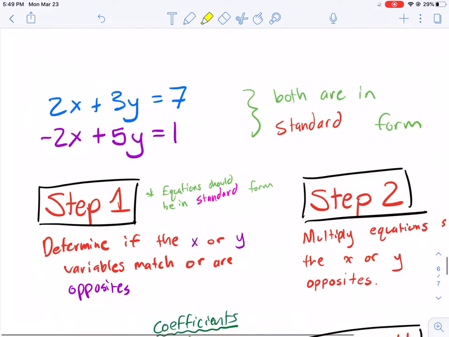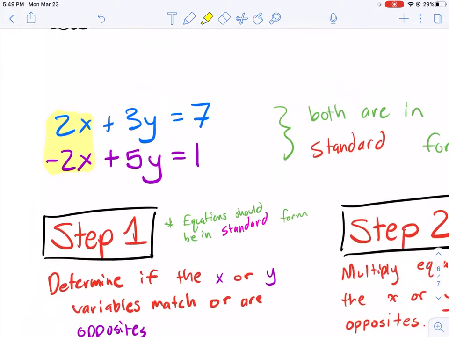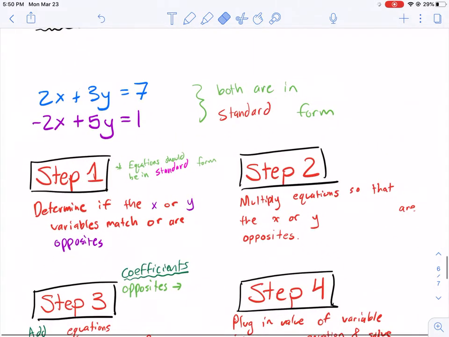So let's take a look at the x's. Maybe the x's will be better. So we have a 2 and a negative 2. One thing you'll notice is they already are opposites, and that is a good thing. We want them to be opposites. That makes it a lot easier for us. So we need to determine if their x or y variables match or are opposites, okay? And ideally, we want them to be opposites.